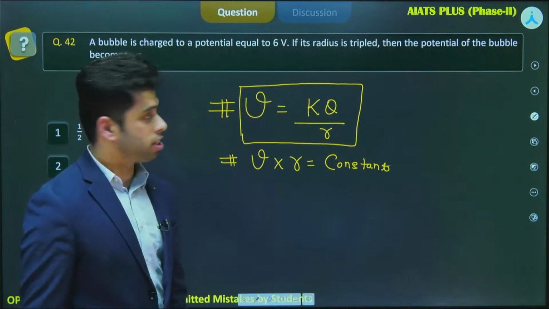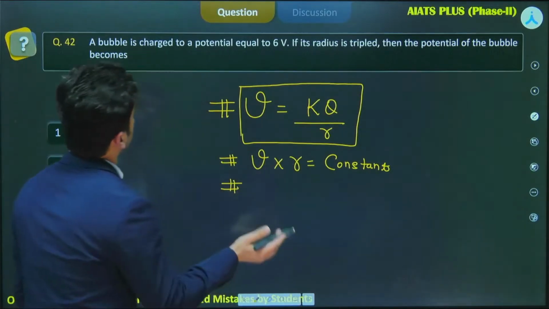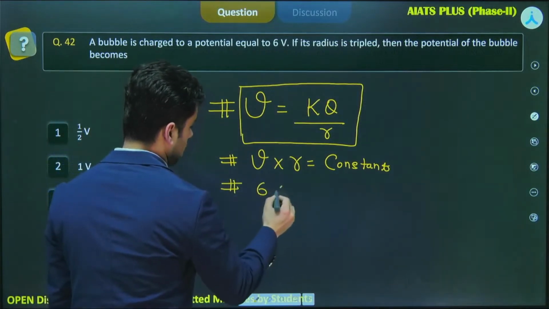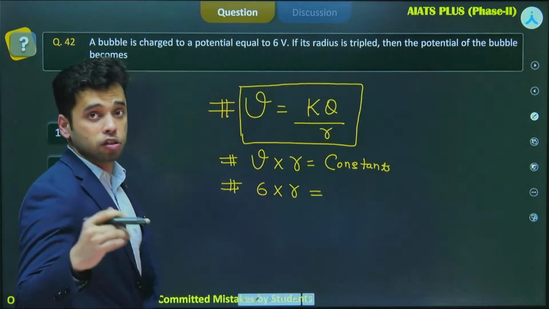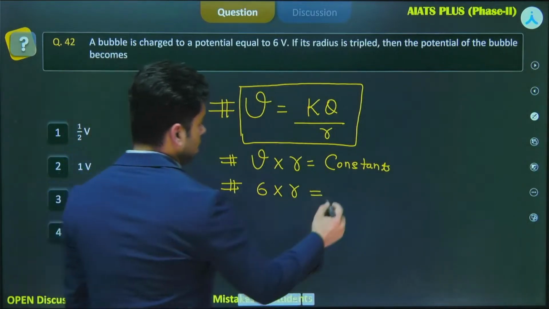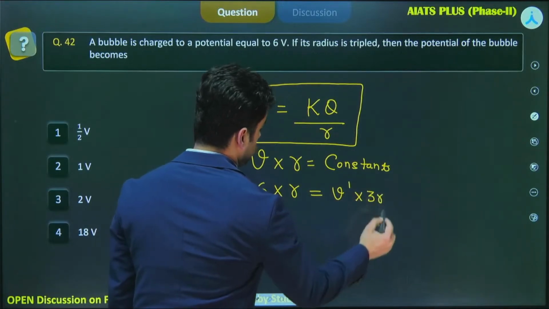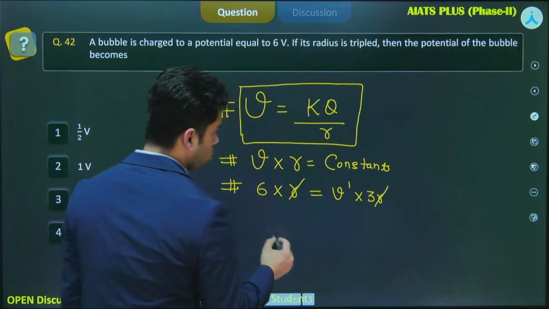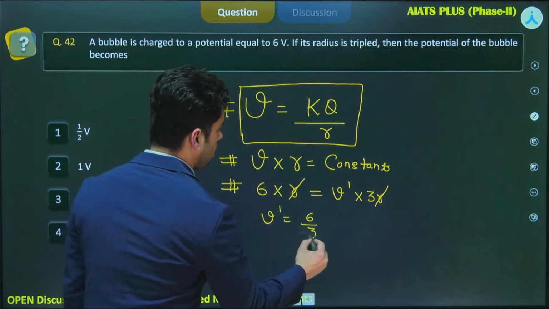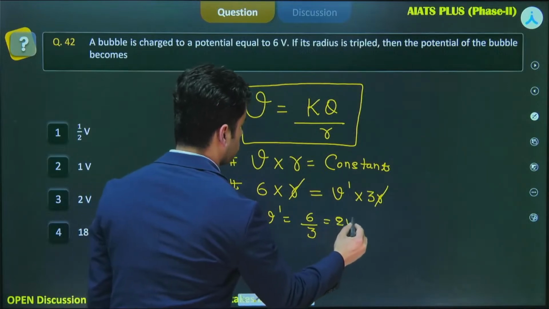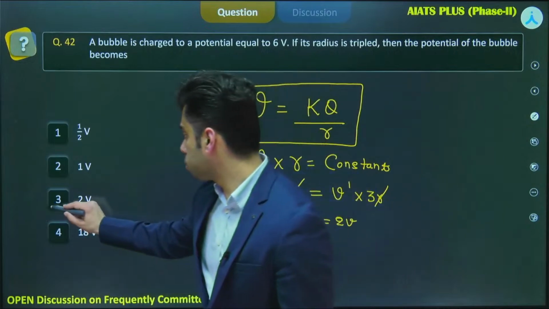Okay, someone is commenting the answer. So if initially the potential was 6 and the radius was r, let me assume that when the radius of the bubble is tripled, the potential be v prime and the radius becomes 3r. So let me cancel this r and r. So v prime becomes 6 by 3, that is equal to 2 volt. So it means that the correct answer is option 3, that is 2 volt.